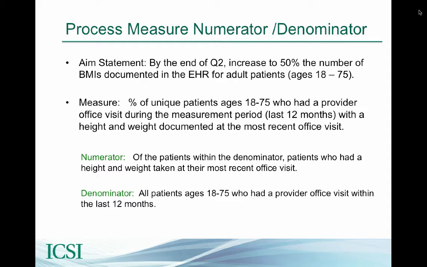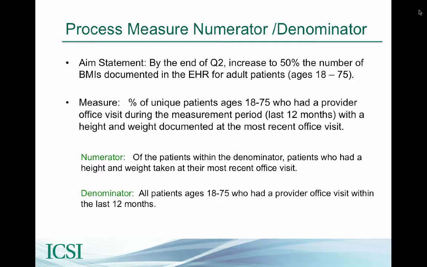Process measure, numerator, denominator. Okay, so let's look at this. So the aim statement, by the end of quarter 2, increase to 50% the number of BMIs documented in the EHR for adult patients. Okay, so when we look at a measure, is the percent of unique patients aged 18 to 75. Those are the adult number that we've defined by our data measure, because every adult age limit could be different by your organization. So that's part of that data collection that we talked about.